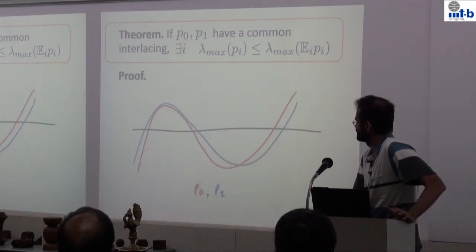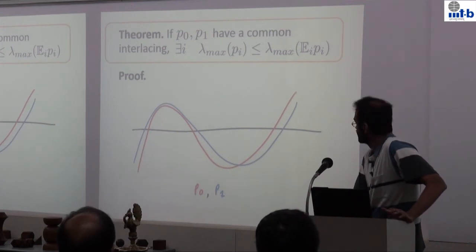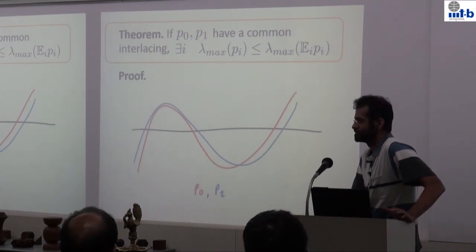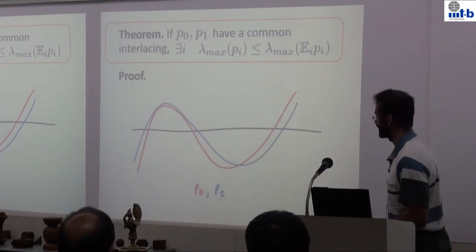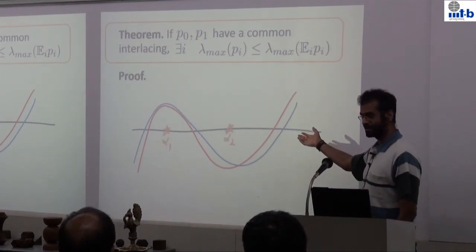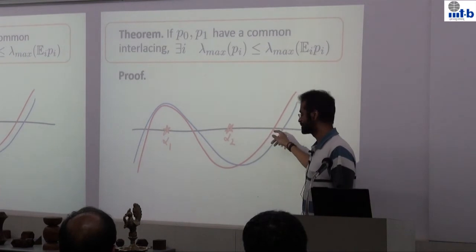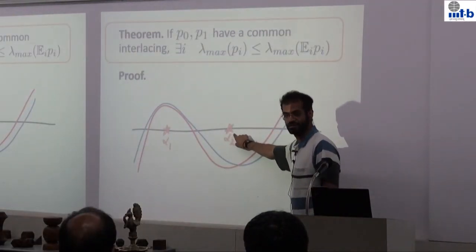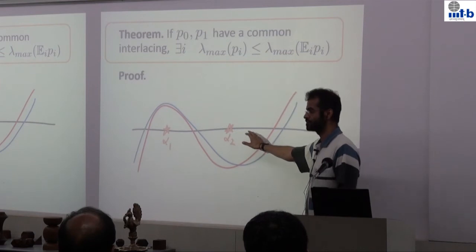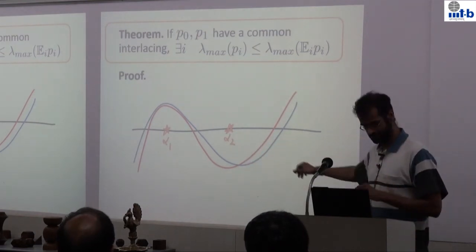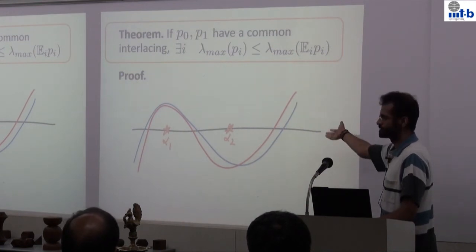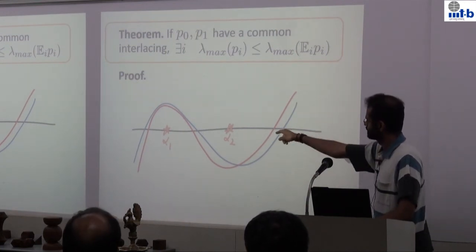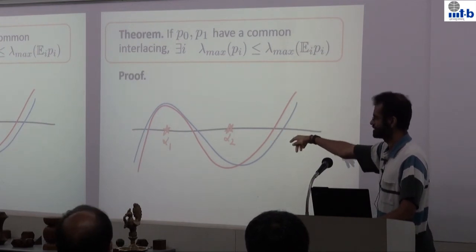So here's the proof. I'll just show it to you by picture. Here are two degree 3 polynomials p0 and p1 that are monic and have real roots, so they have a common interlacing. The common interlacing is a quadratic polynomial with some roots alpha_i. Between every two roots of the red polynomial there's an alpha, and between every two roots of the blue polynomial also. This is what common interlacing looks like. Now the roots of this common interlacing split the real line into three intervals: the one before alpha 1, alpha 1 to alpha 2, and alpha 2 to infinity.